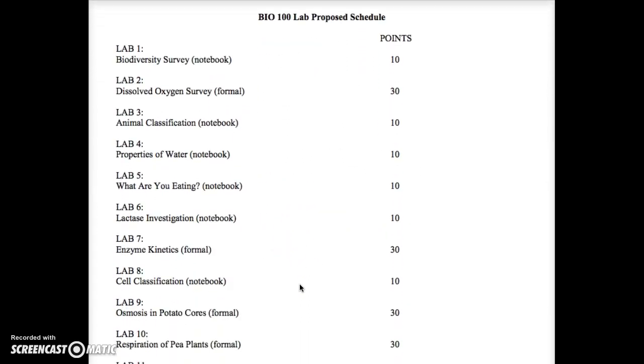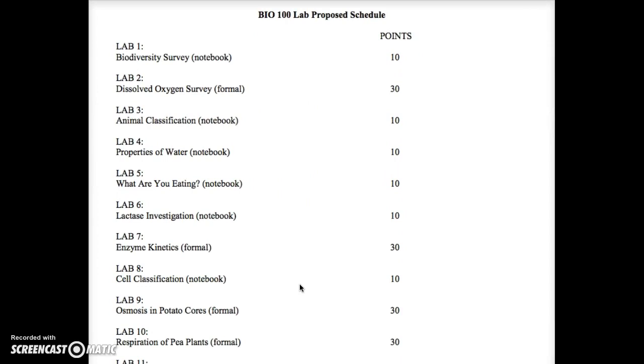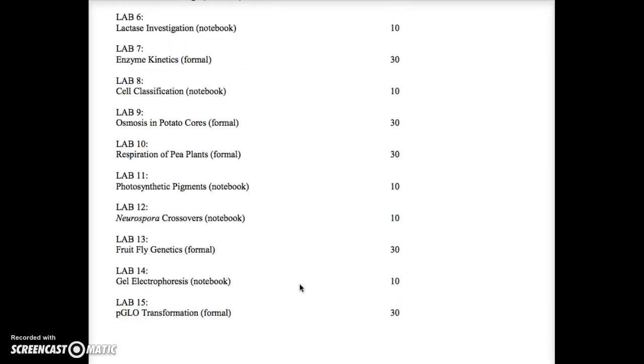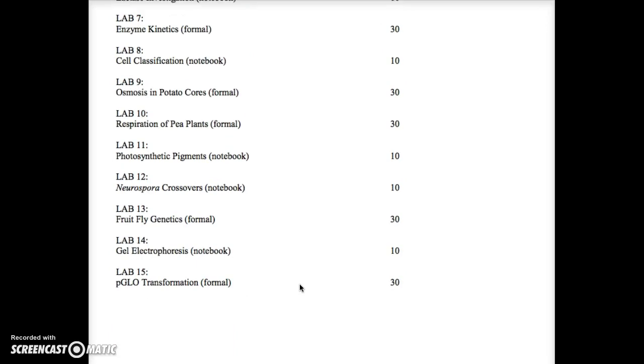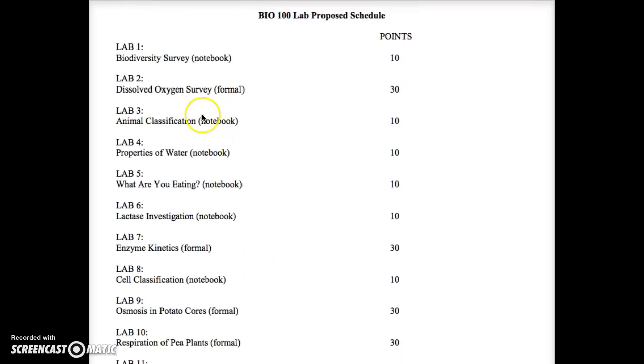Just like in the lecture syllabus, there is a proposed schedule for the lab syllabus as well. Again, this is flexible. There might be a few additional labs. There might be some labs we end up skipping. But this is the plan as of now. You can see there are a total of 15 different types of labs you'll be doing. Some are just in the notebook, and those are worth 10 points. And some are formal lab reports, which are worth 30 points. And then don't forget there's the end of the year research project, which is worth 100 points.